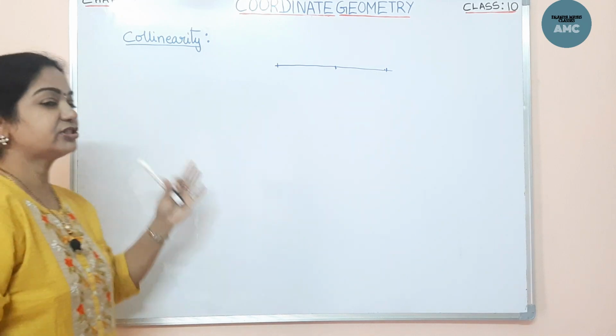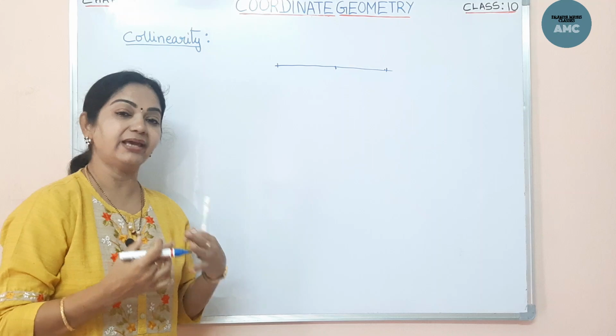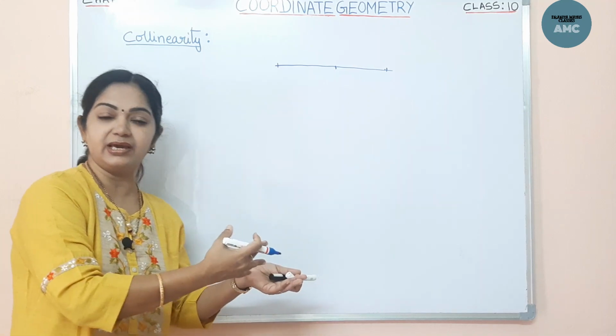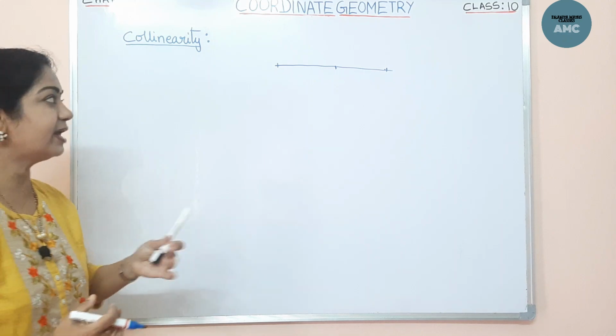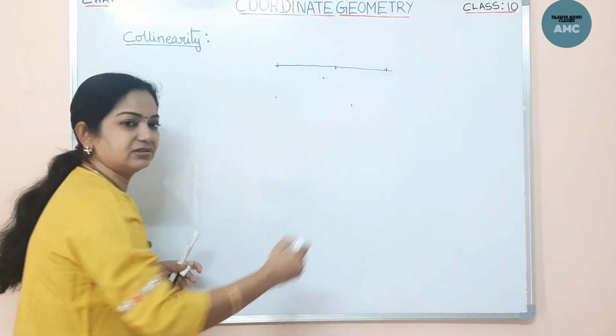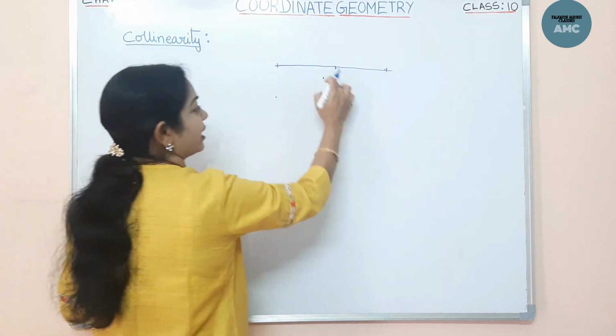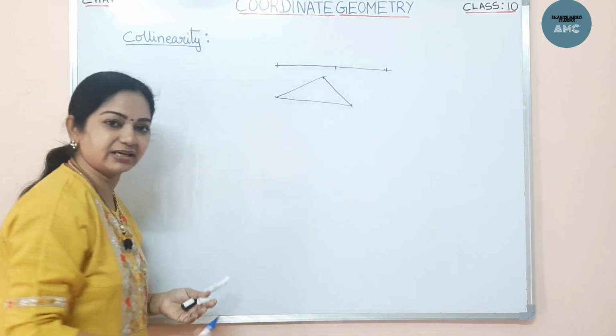Now if I want to check whether the points A, B, C are collinear or not, I can check because I have studied the area of a triangle. How to find the area of a triangle? We got it. Now from that we can also check. If the points are not collinear, somewhere different, not on one line, then we can easily form a triangle.